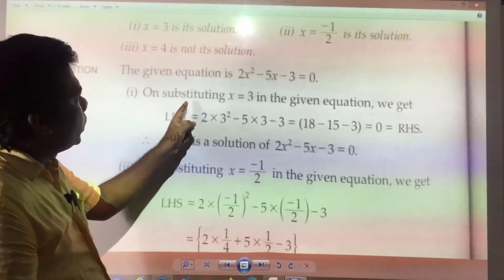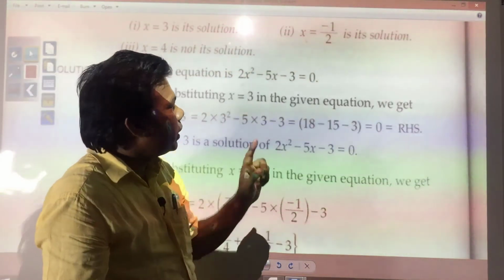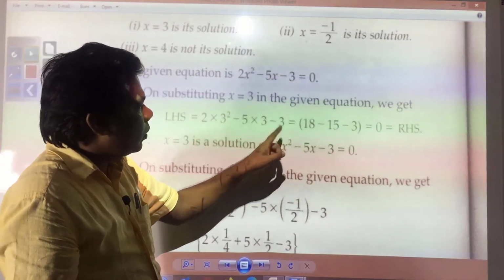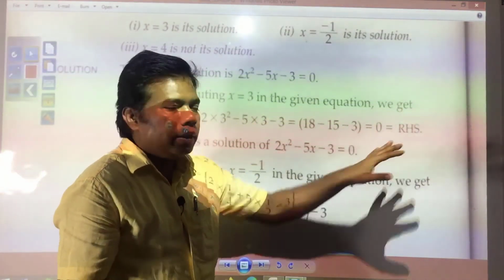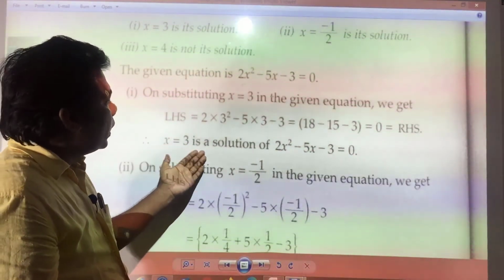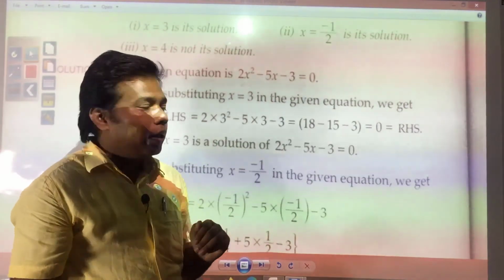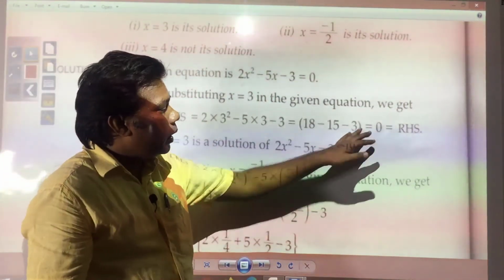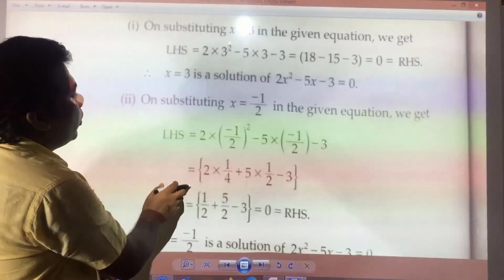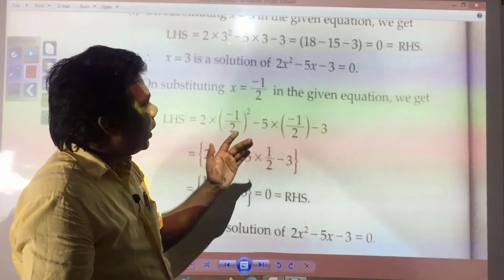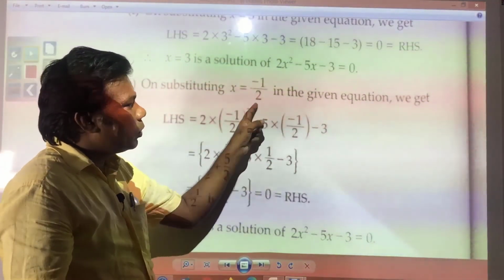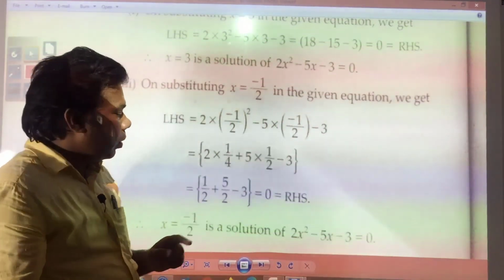You see, on substituting x is equal to 3 in the given equation, what do we get? 2 into 3 to the power 2 minus 5 into 3 minus 3. Finally you get 0 and that is equal to the RHS. So x is equal to 3 is a solution of the given polynomial. If it did not come to 0, it would mean this is not a solution. In the same way, you need to substitute x is equal to minus 1 by 2 and see. If on simplifying you get 0, it means this is also a solution of the given polynomial.